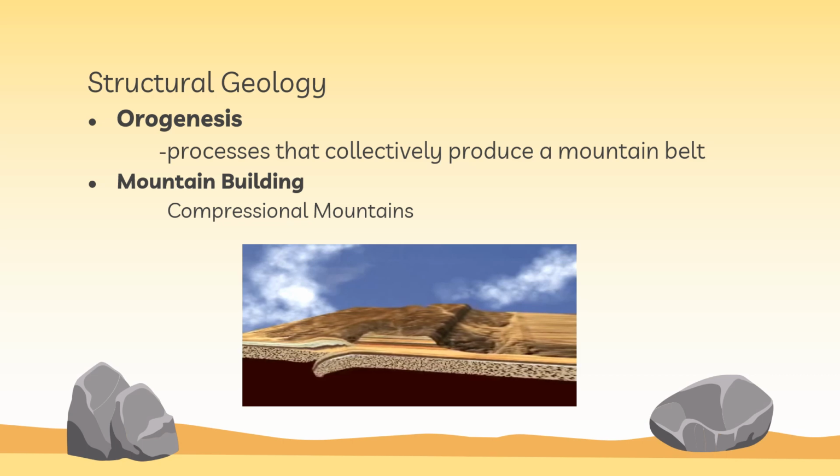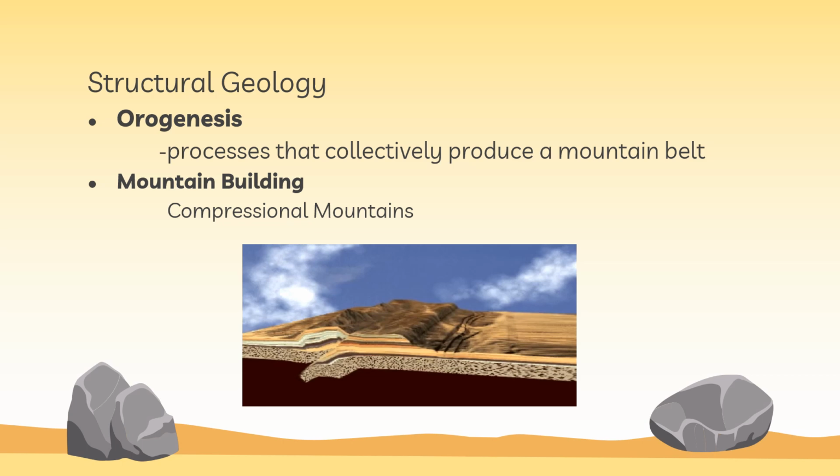So the geologists came up with a word for mountain building called orogenesis. The reason they came up with this term is that a lot of things can happen in the process of creating mountains, so we give it a blanket term called orogenesis. Oros means mountain and genesis means coming into being. All the processes that collectively produce a mountain belt are called orogenesis.